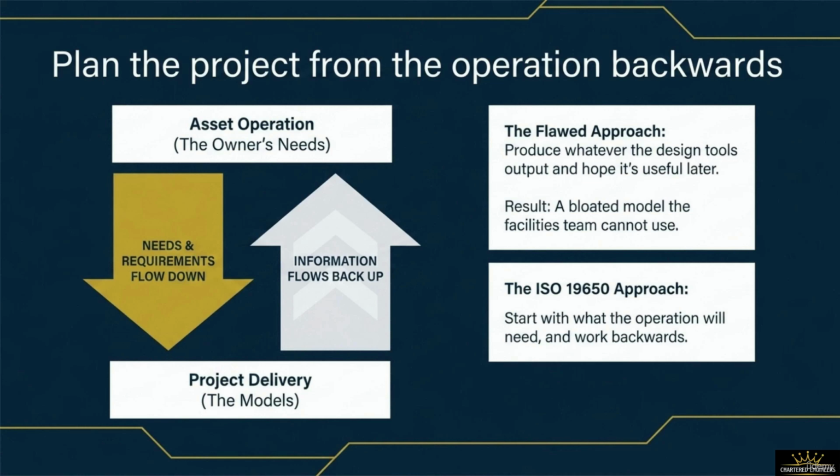The disciplined ISO 19650 approach reverses this dynamic entirely by starting explicitly with what the asset operation will need and working backwards from that endpoint. In this framework, needs and requirements flow down from asset operation to project delivery. Then, as the project progresses, the structured information models flow back up to cleanly serve the operational end. Let's look at the specific documents and acronyms used to enforce this flow.